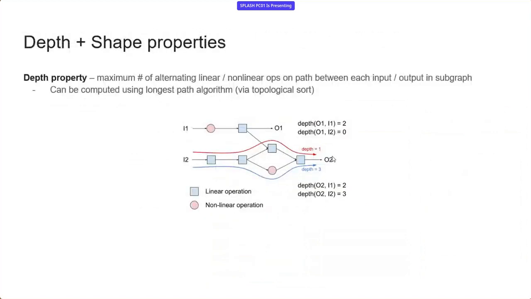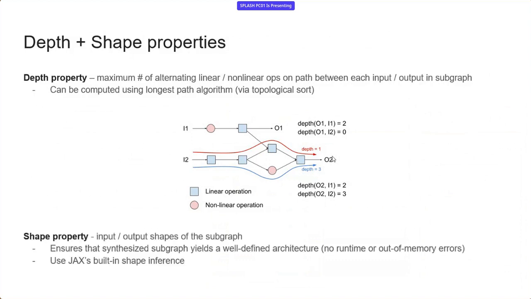Okay, so the first 2 abstractions are pretty easy. We care about deep neural networks, so it makes sense that we're going to have a property capturing depth. We define the depth to be the maximum number of alternating linear and nonlinear operations on any path between each input and output. This figure gives you an example, and clearly this can be inferred statically and efficiently using any longest path algorithm.